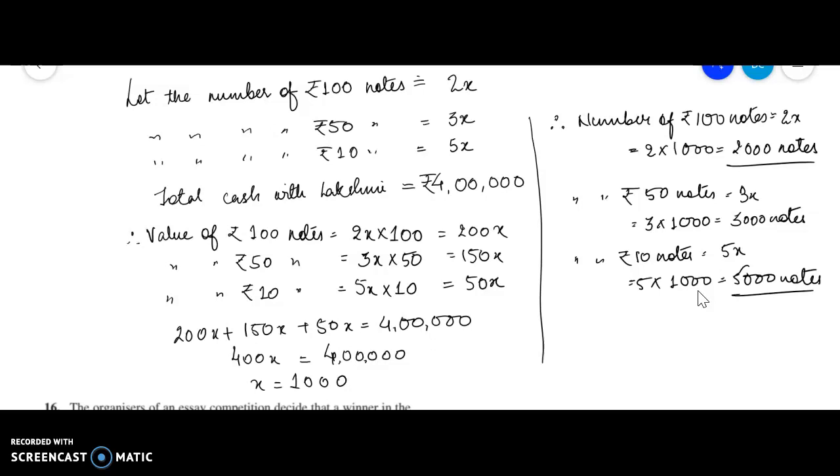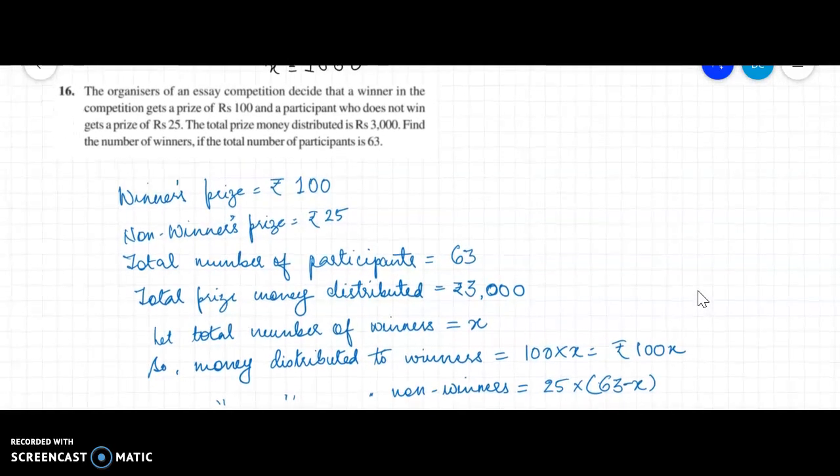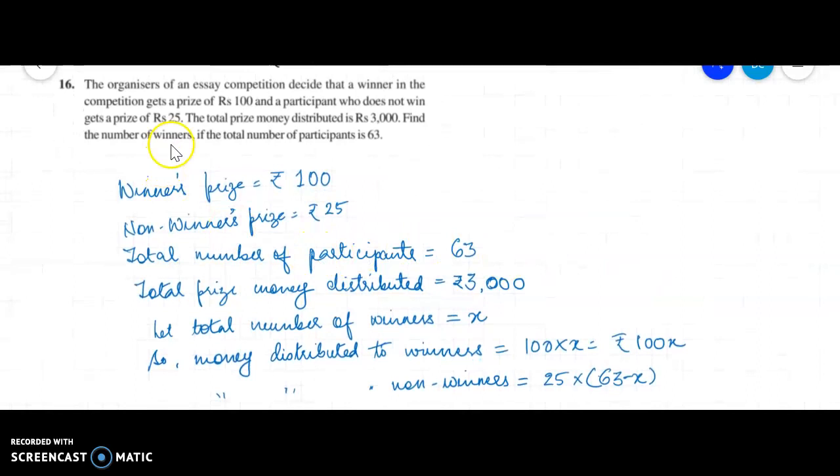Okay. Now question number 16. It reads: the organizer of an essay competition decides that a winner in the competition gets a prize of rupees 100, and a participant who does not win gets a prize of 25. So the winner gets 100 rupees and the non-winner gets 25 rupees. The total prize money distributed in this process is 3000. So 3000 rupees was spent in distributing this prize money.